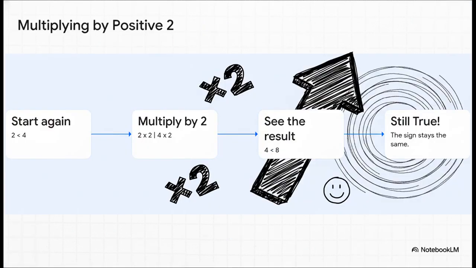Let's test it out. We start with 2 is less than 4. On the left, we do 2 times 2. That gives us 4. On the right, we do 4 times 2. That's 8. So our new sentence is 4 is less than 8. Is that true? Yep, absolutely. 4 is definitely less than 8. So once again, the sign stayed exactly the same.